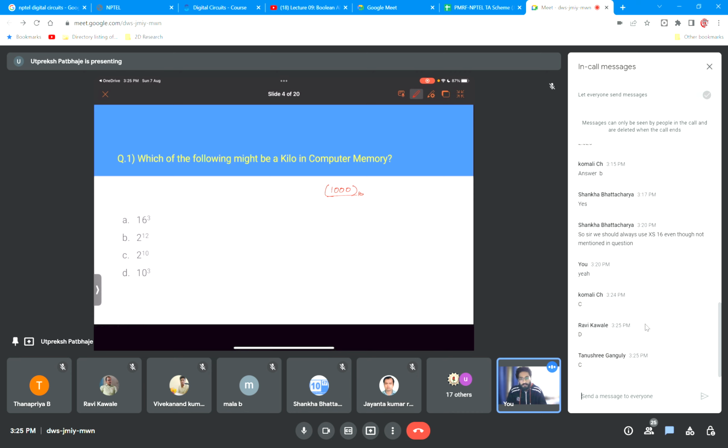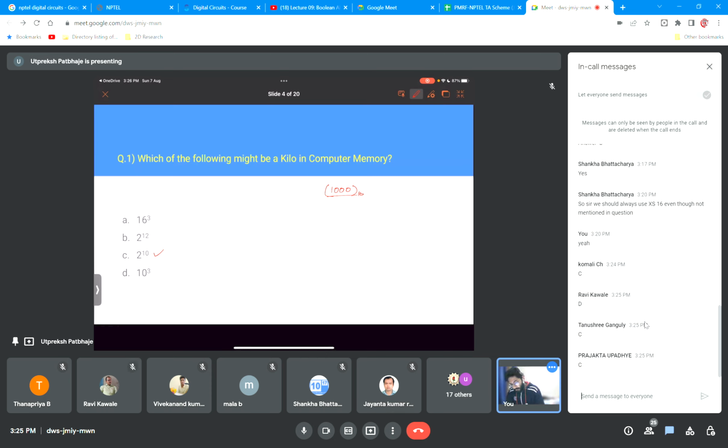Tanushree says C. Okay, so Project also says C. So, yeah, pretty much C is the answer. So 2 raised to what is that? 10. Yes, Ravi, 2 raised to 10. True. Correct.